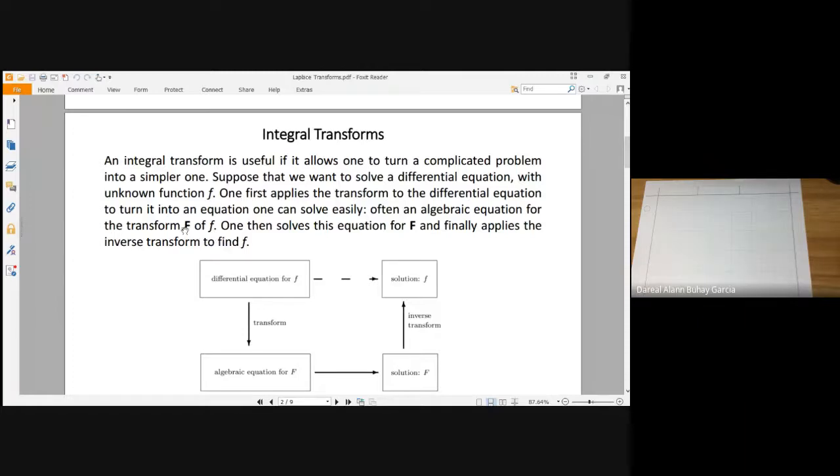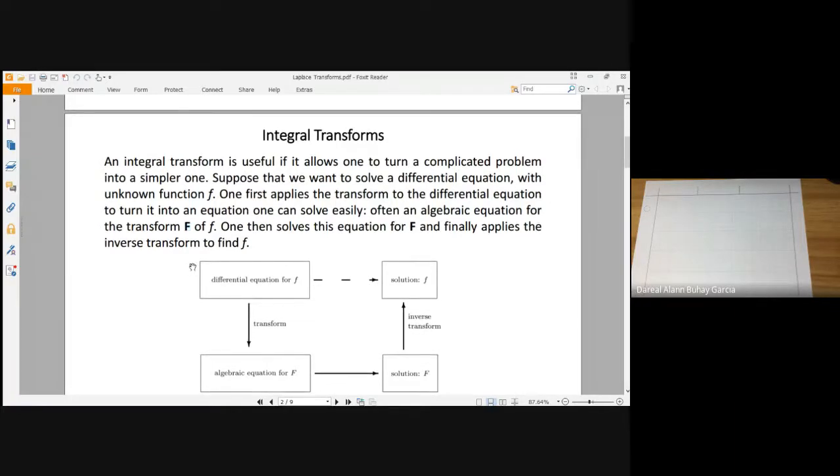So the capital F is usually what we denote if a function has been transformed, or quote-unquote, has had an integral transform applied to it. So when we say small f, this denotes the function that is still in the differential equation domain. But if it is capital F, it means we have transformed our small f function into whatever the name of the transform domain is. Then one solves this equation for F and finally applies the inverse transform to find f.